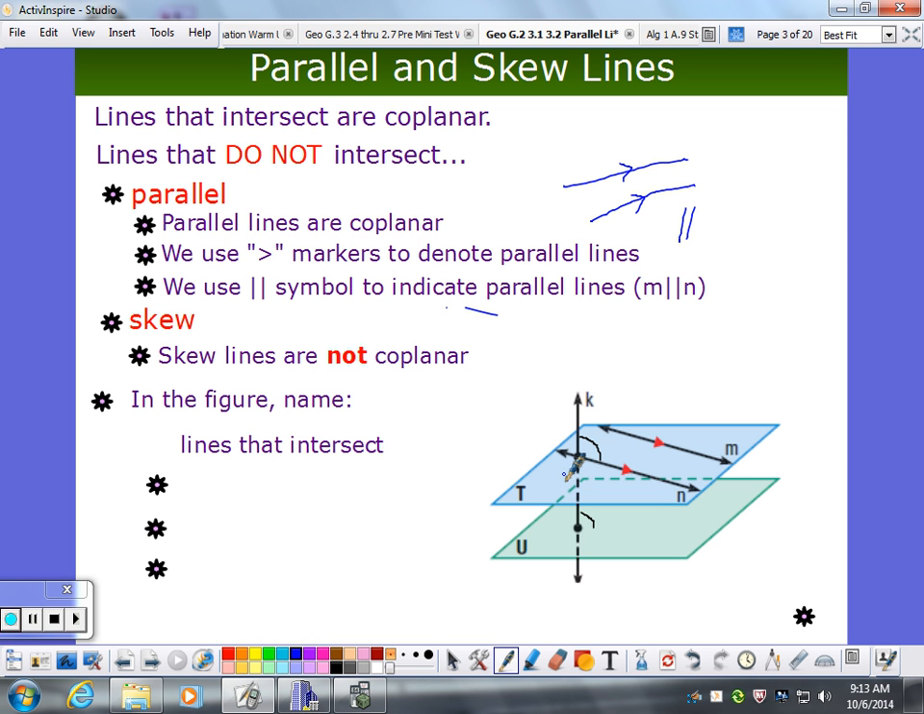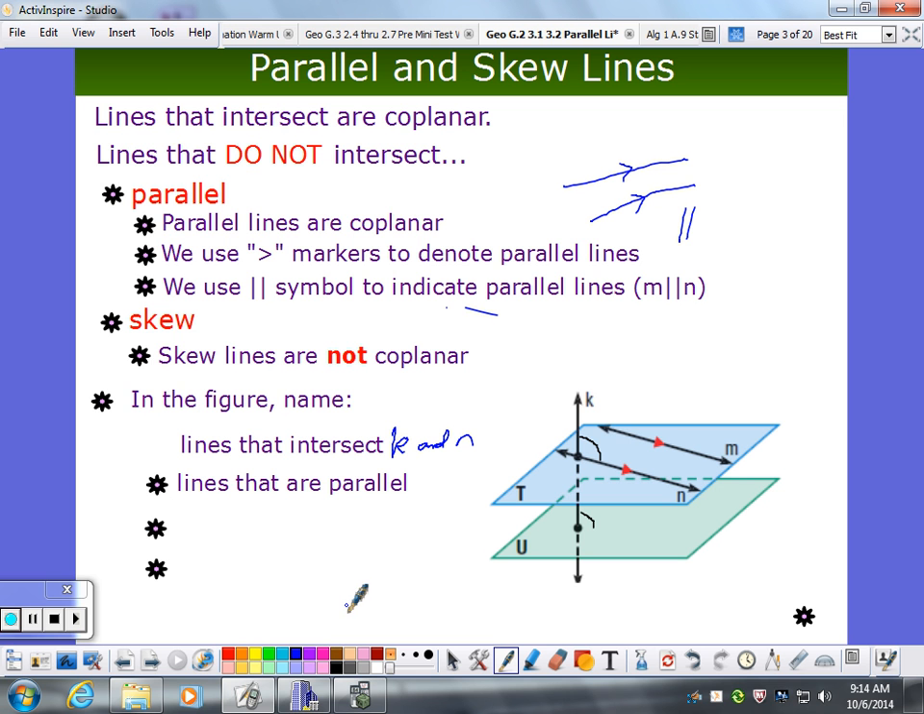Two people see. Look at everybody else. Look at the picture. Do you see two lines that intersect? Allie, do you see two lines that intersect? K and N, right? Lines K and N. This one and this one.